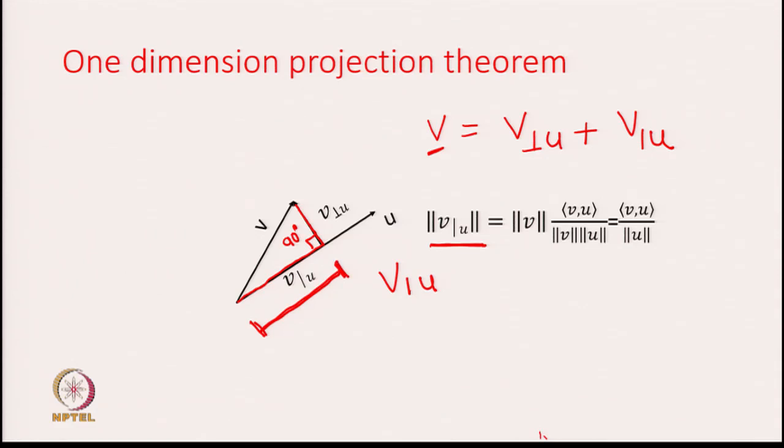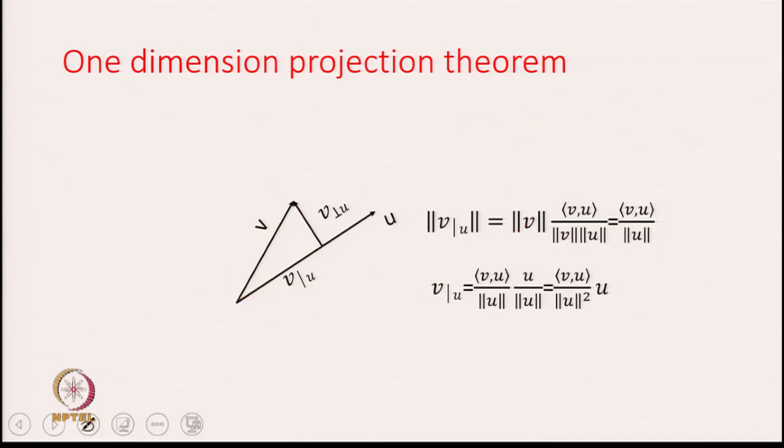This can be obtained by first having the length of v vector, which is this. So, this is the length of v vector multiplied by cos of theta, where theta is the angle between vector v and vector u. So, cos of theta, as we have seen already, is this quantity. So, length of v parallel to u is given by this. Now, we can cancel the norm of v with norm of v, and we get this quantity.